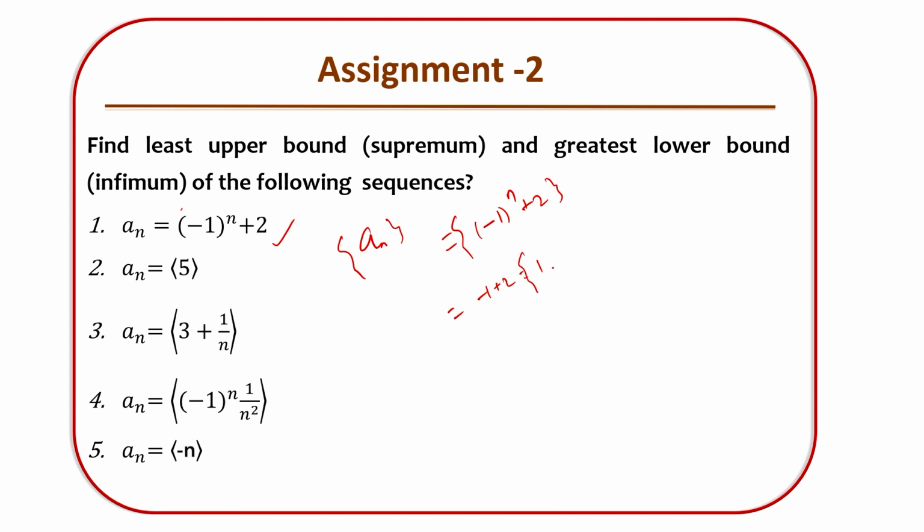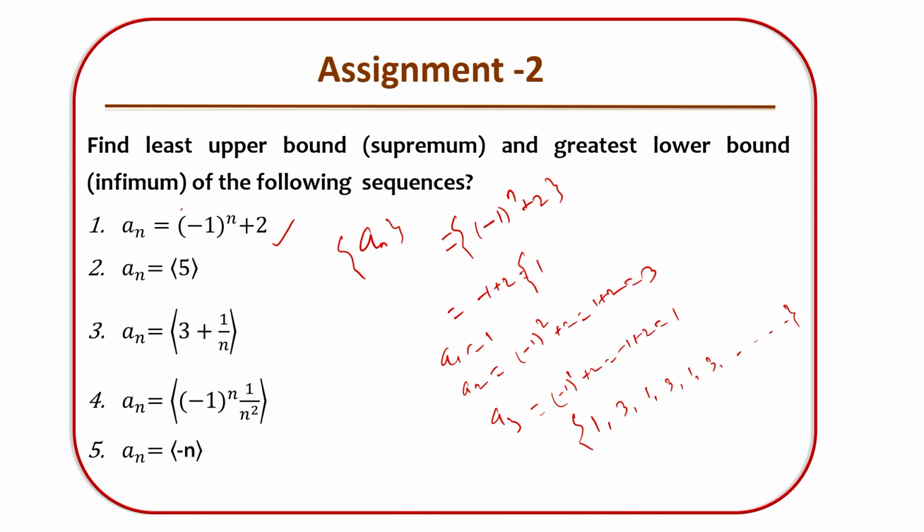So the first term a1 is equal to 1. What will be a2? a2 is minus 1 to the power 2 plus 2, which is equal to 1 plus 2 equal to 3. Now it is going to repeat itself, right? a3 is again minus 1 to the power 1 plus 2, which is equal to minus 1 plus 2 equal to 1. So the sequence becomes 1, 3, 1, 3, 1, 3 and so on, right?